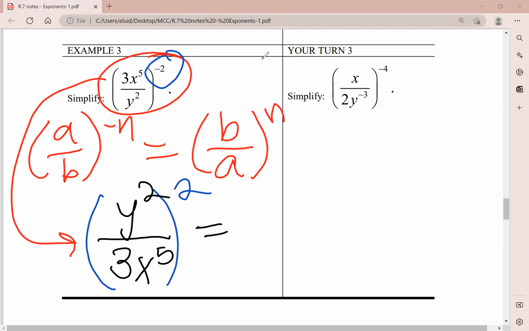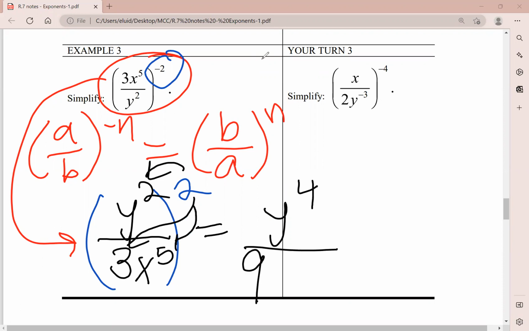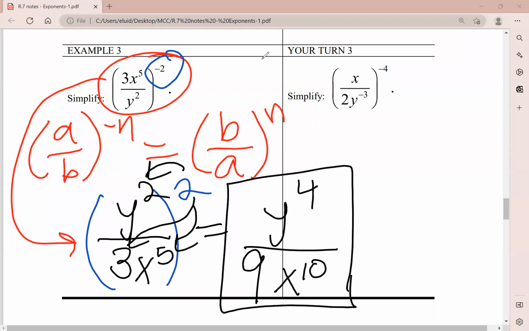We'll redo it. Okay, so y squared to the power of 2. 2 times 2 is 4, so y to the 4th. 3 squared is going to be 9, and then x to the 5th squared will be x to the 10th because we're multiplying those exponents. There you go. If it's not exactly the same, this is so similar to a previous example we saw, I think, on the previous page.